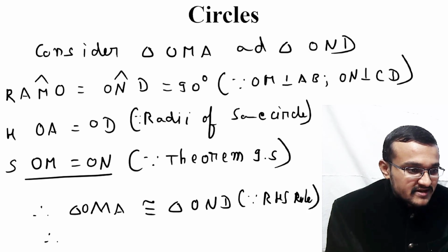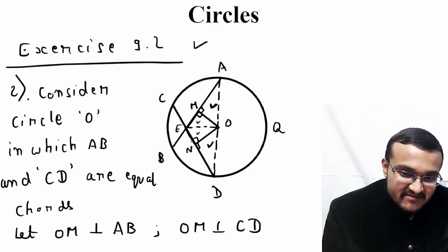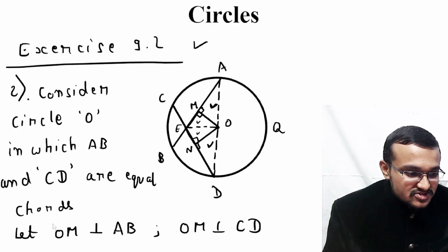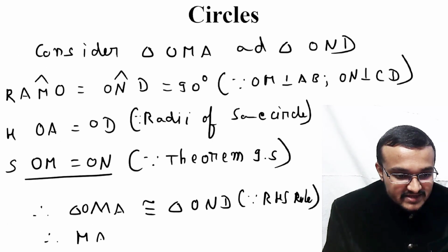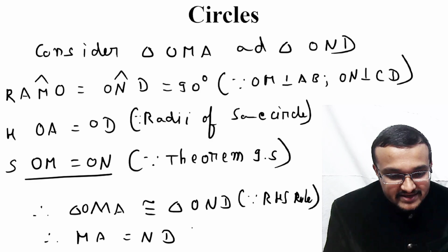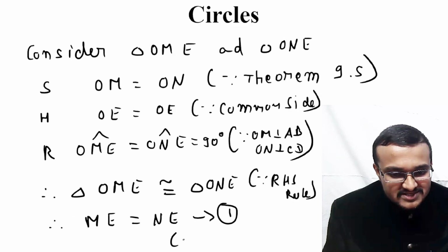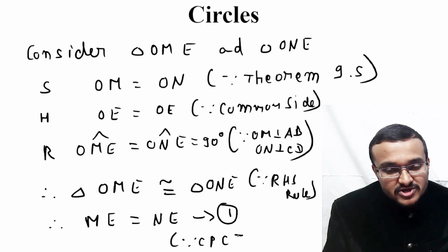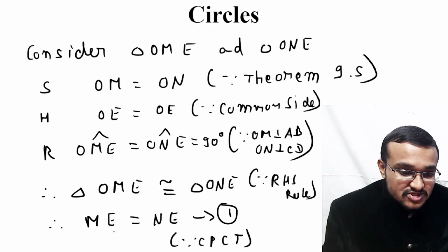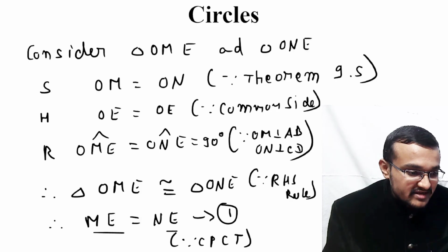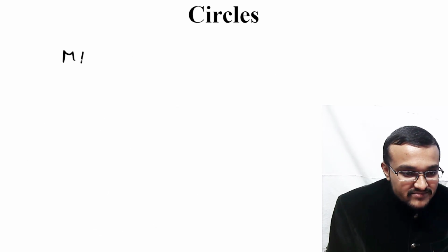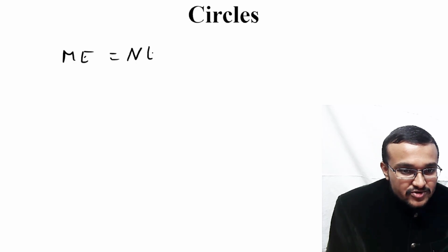So from the RHS rule we have proved these two triangles are congruent with each other. Therefore MA is equal to ND. This is from CPCT. So this we can call equation 2. Here ME is equal to NE in equation 1. This is also from CPCT, that is corresponding parts of congruent triangles.